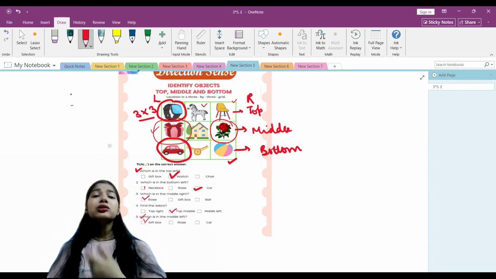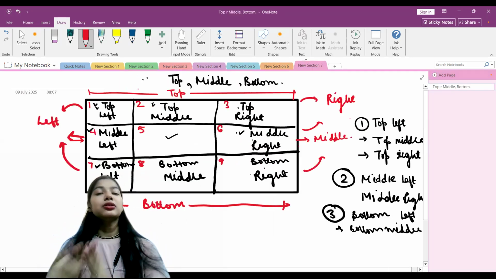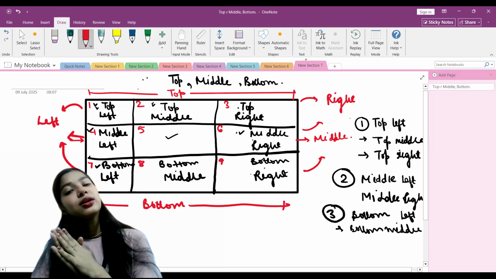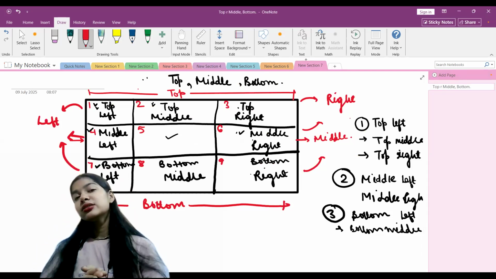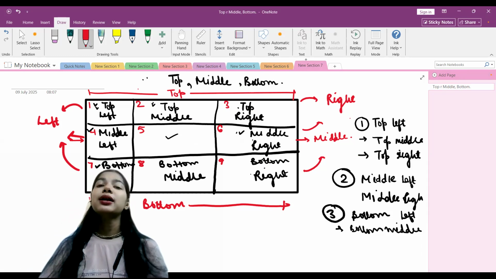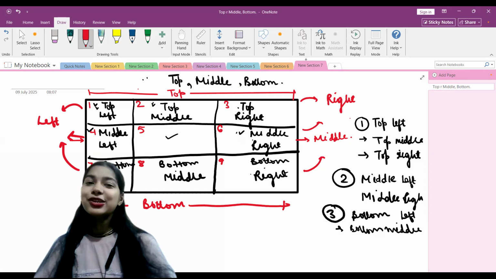Okay. So till now we have learned about what is top, what is middle, what is bottom. We have learned about cardinal directions, north, east, west, south, plus left hand side and right. So that's all for the direction sense.